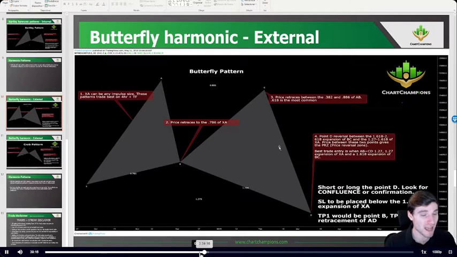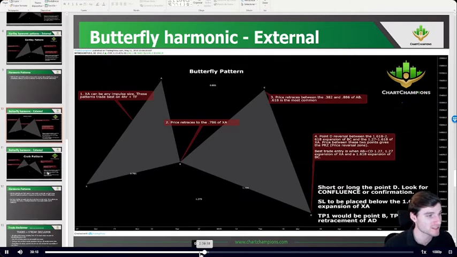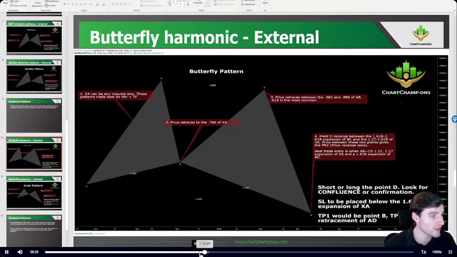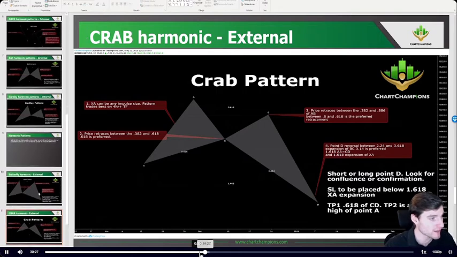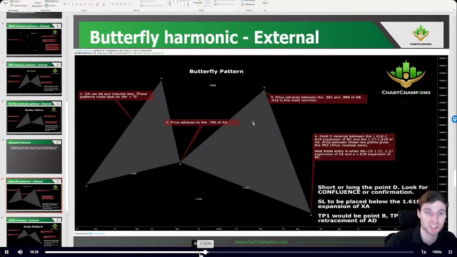So the next is external harmonic patterns. These are our external butterfly and, I've not changed the labeling up here, crab. Our butterfly and crab are external harmonic patterns because they are breaking the lows. Whatever your low is of X, this is coming external from that. Hence, it's different than your bat and your Gartley.